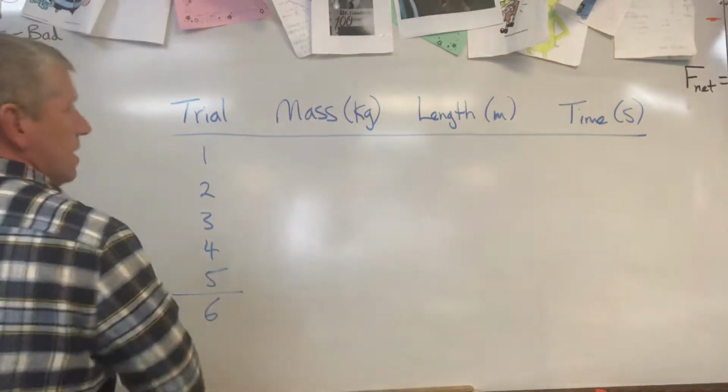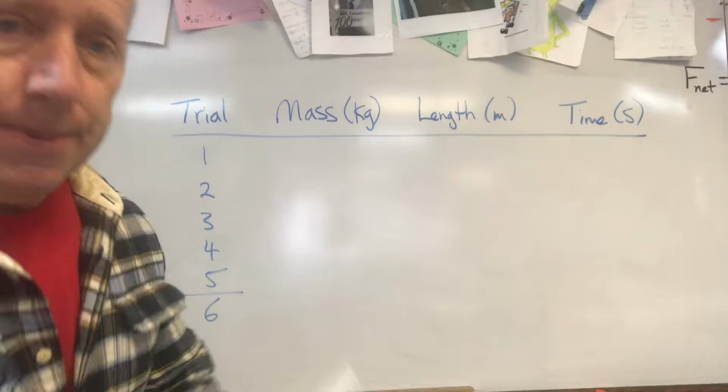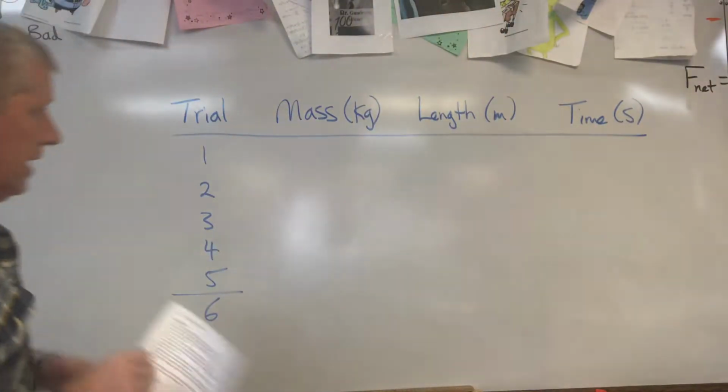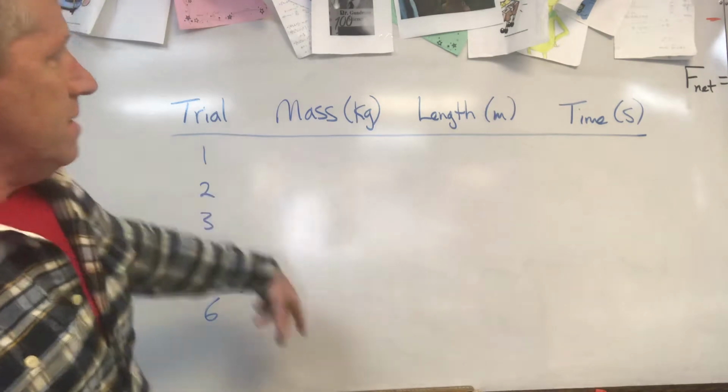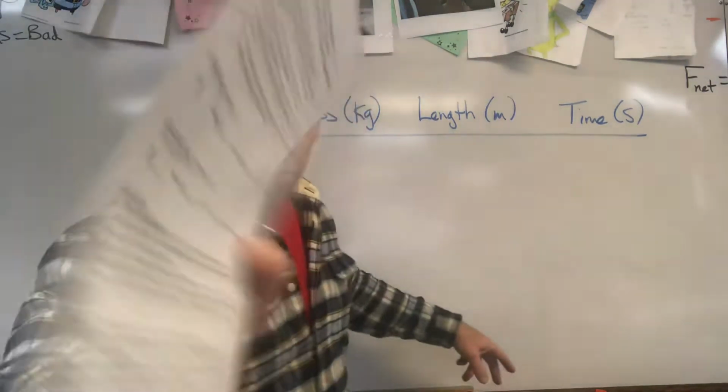Now, this is the data table on the board. That is about halfway down. You'll see data table right there. This is written out for you. You're going to have that filled in by the end of this lab. Masses, the length of the pendulum that we're going to create, and the times.